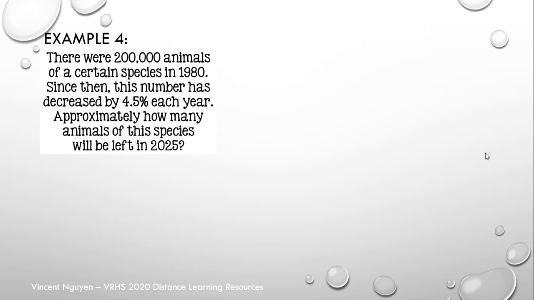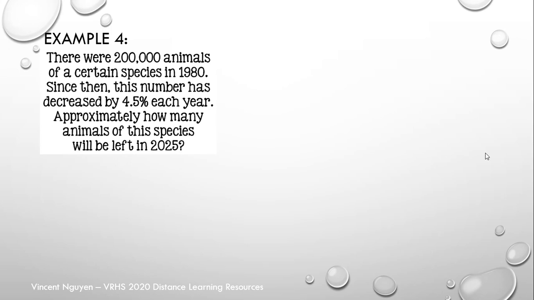In this problem, we're talking about a population of animals. So we start with 200,000 in 1980, and then this number has since then decreased, and they came up with a rate for the decrease, 4.5% each year. And then we want to estimate how many animals will be left in the year 2025. Okay, so what is this? A growth or a decay?